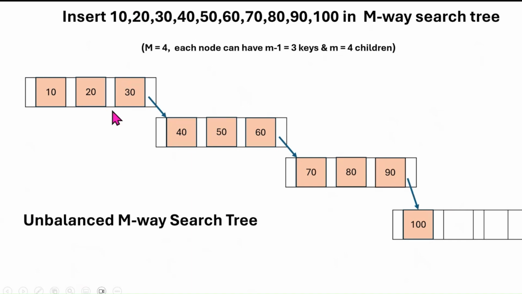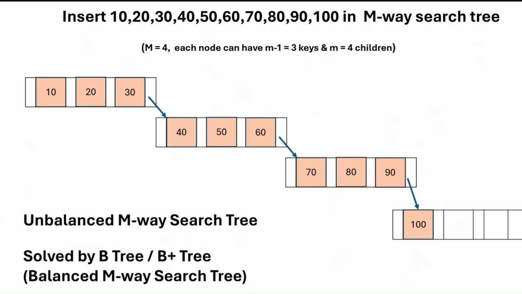similar to the binary search tree, like right side skewed. It is similar to the balancing problem which we see in a binary search tree. The same balancing problem comes in an M-way search tree also. Right? Now, to solve this unbalanced M-way search tree, the B tree and B plus tree come into the picture.